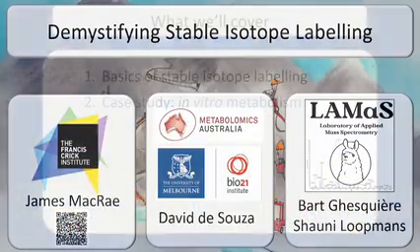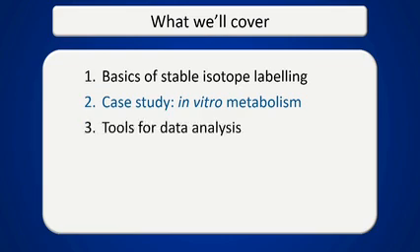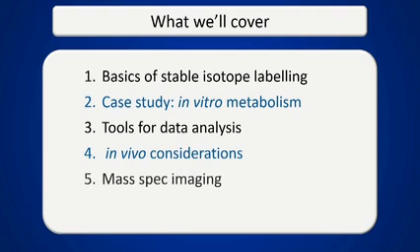So today we're going to talk about some of the basics of stable isotope labeling. Then we'll talk about a couple of case studies on how to do in vitro stable isotope labeling experiments. Then we'll talk a bit about some tools that we can use for stable isotope labeling data analysis. Then we'll talk about in vivo considerations, so doing carbon-13 labeling in the mouse or other animals. And finally, we'll end up with mass spec imaging and some closing remarks.